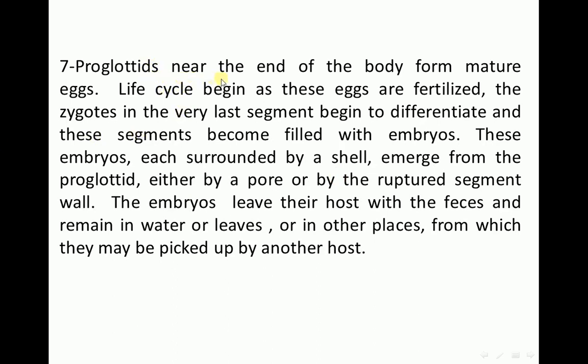Proglottids near the end of the body form mature eggs. Life cycle begins as these eggs are fertilized. The zygotes in the very last segment begin to differentiate, and these segments become filled with embryos. These embryos, each surrounded by a shell, emerge from the proglottid either by a pore or by the ruptured segment wall.